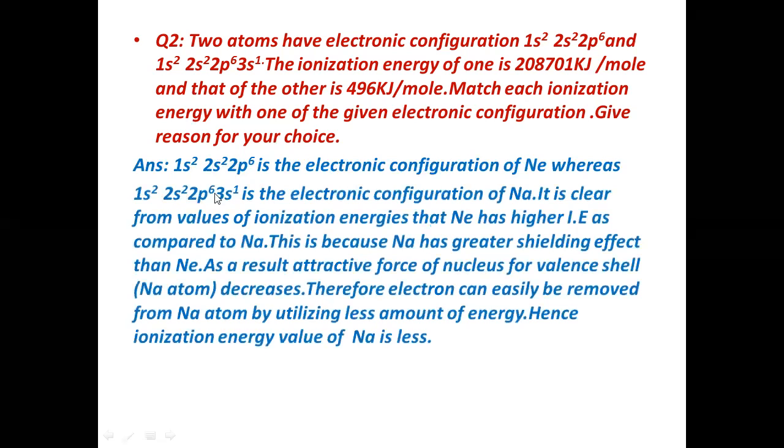And then 1s2 2s2 2p6 3s1, there are 11 electrons. Atomic number 11 is sodium. So we have to compare the ionization energy of neon and sodium. It is clear from the values of ionization energy that neon has higher ionization energy as compared to sodium. This is because sodium has a greater shielding effect than neon. As a result, the attractive force of the nucleus for the valence shell of the sodium atom decreases. Therefore, an electron can easily be removed from the sodium atom by utilizing a less amount of energy. Hence, the ionization energy value of sodium is less.